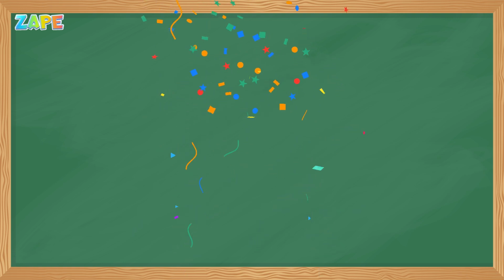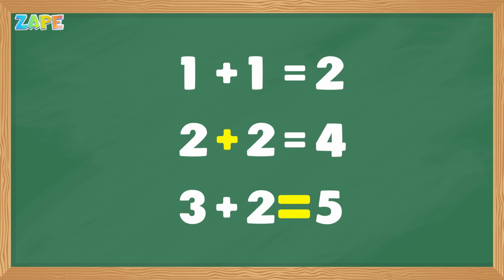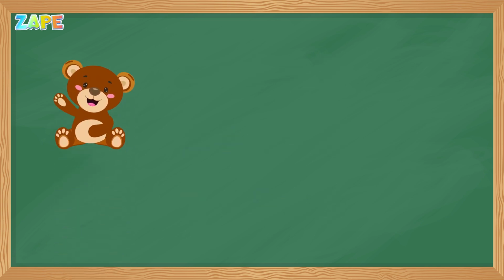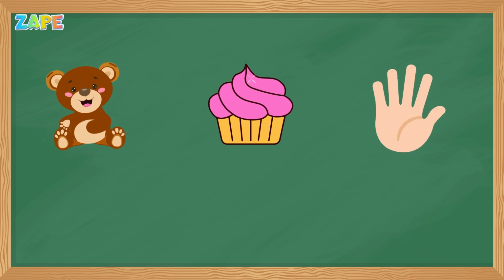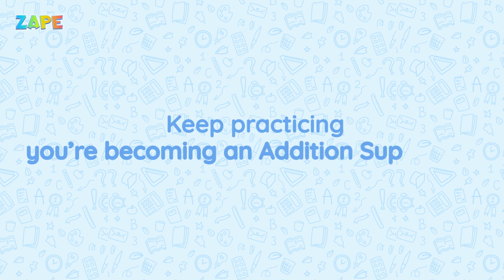Great job, little learners. Let's remember. Addition means putting numbers together. We use the plus sign and equal sign. You can add using toys, pictures, fingers, or a number line. Keep practicing. You're becoming an addition superstar.